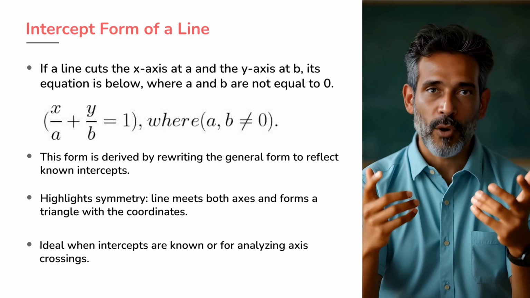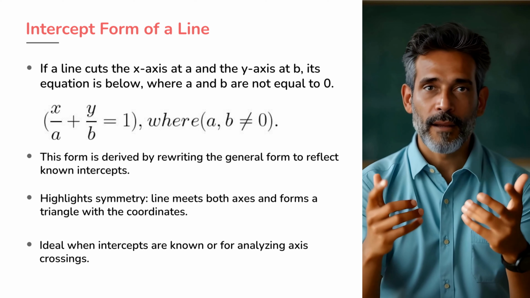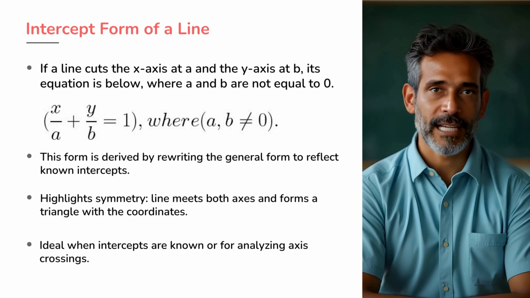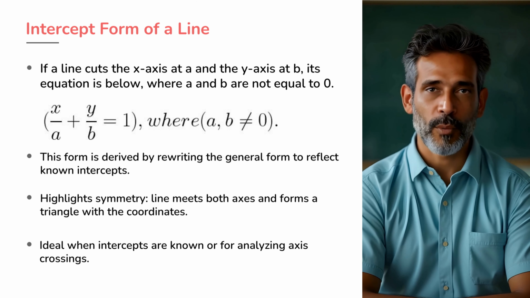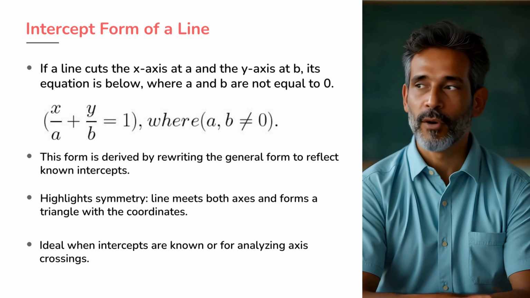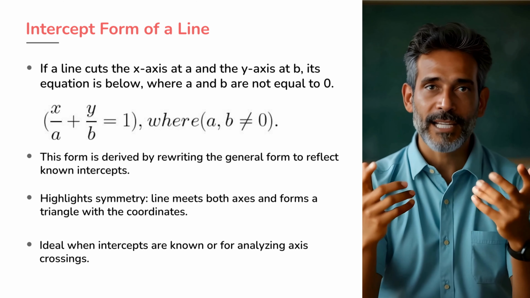The intercept form shows a beautiful symmetry, creating a triangle formed by the axes and the line, nearly like the slices of that pizza we talked about. This form is perfect for analyzing where the line cuts the axes.